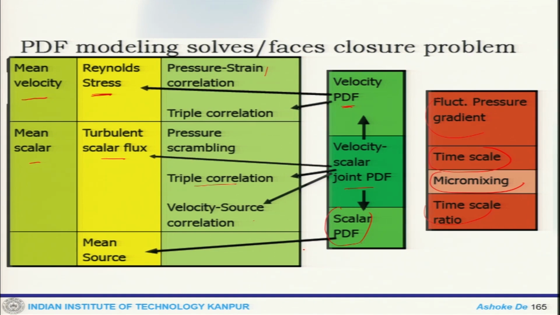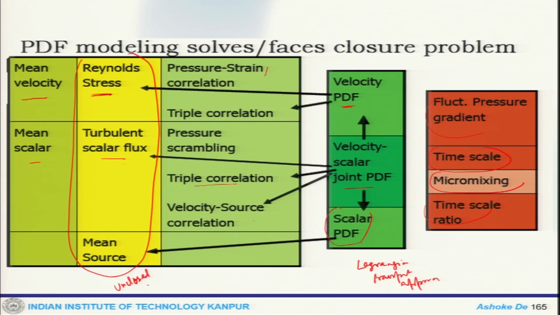So, that will give you an idea of which one is used to close which of these terms, and these are essentially the set of terms which arise in your equations, these are unclosed, and you close them through this Lagrangian transport approach or the probability density function approach.